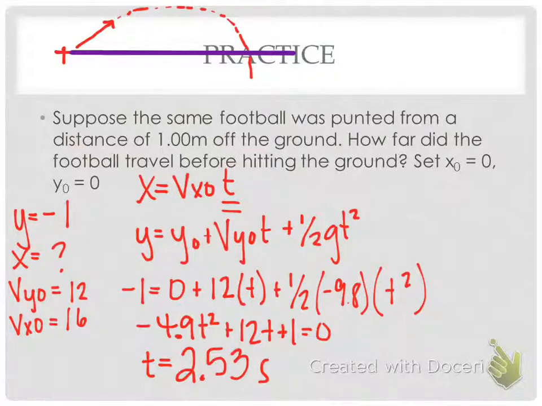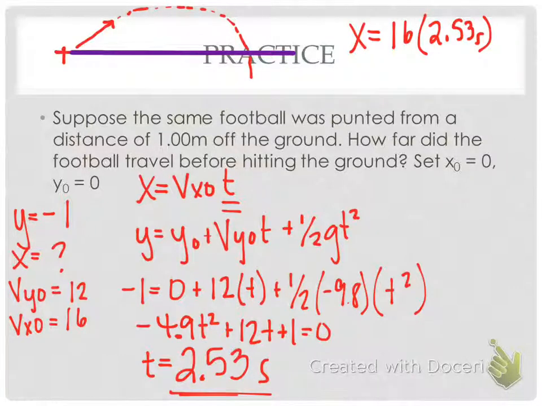Okay? 2.53 seconds, good. So then we go ahead and solve for x equals v sub x o times t. So we'll take 16 times 2.53 seconds, and we get a distance of 40.48 meters.